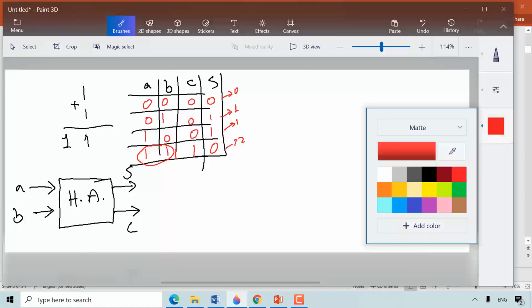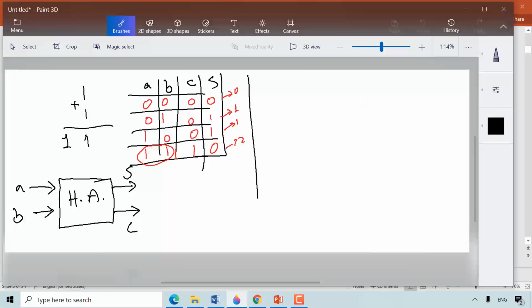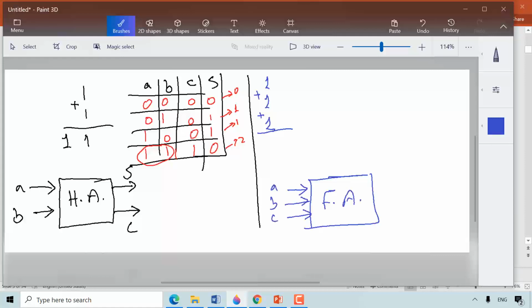But if I'm adding 3 bits of ones, to add this, we have studied in logic class a special hardware, which we call the full adder. So A, B, C, and the output is a sum and a carry. And the difference between the half adder and the full adder is that the full adder adds 3 bits, while the half adder adds just 2 bits.